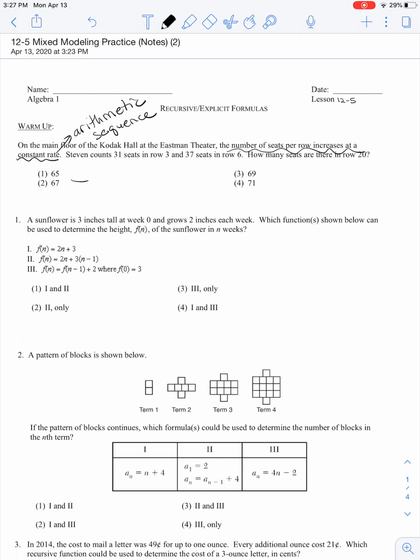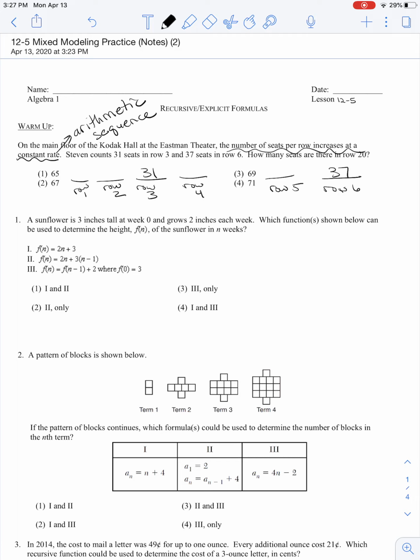Okay. We know that there were 31 seats in row 3, so row 1, row 2, row 3 has 31 seats. Then we have row 4, row 5, and row 6 has 37 seats. So we want to know how many seats are in row 20.